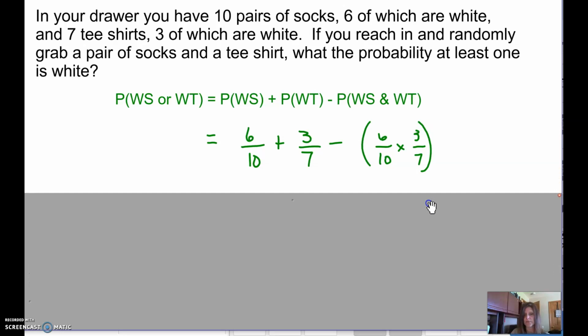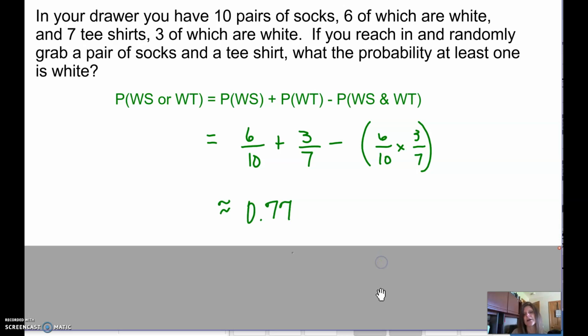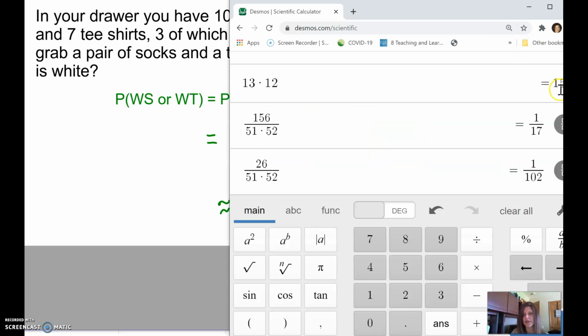All right, this goes back to our other video, so if you're not sure where this is coming from, go check that other one out. So the probability of white socks is 6 out of 10. For the white t-shirt, it's 3 out of 7, minus the probability that I'm getting both of those in the same draw, which is 6/10 times 3/7. Right? We had to multiply the probabilities there. And when I put all this in my calculator, I get 0.77 approximately.